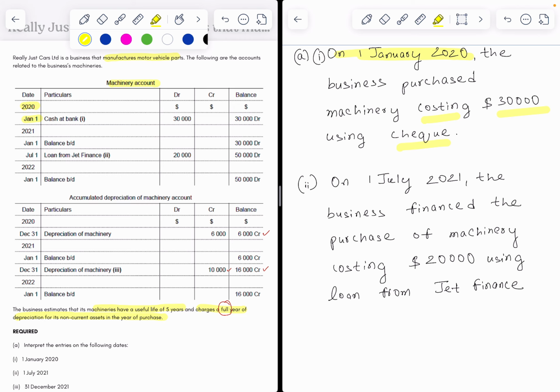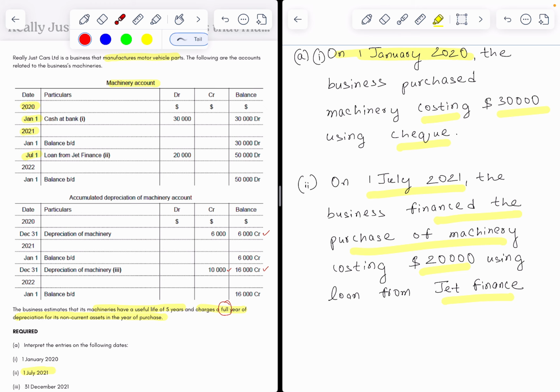All right. So what about the second date, which is the 1st of July 2021? Now the 1st of July 2021 is again within the asset at cost account, which is the machinery account, and you can see on the 1st of July 2021, the business bought a new machinery for $20,000, but this time the business financed the purchase by borrowing from Jet Finance. So that is what we're going to simply write, that on the 1st of July 2021, the business financed the purchase of new machinery that costed $20,000, and this loan was taken from Jet Finance.